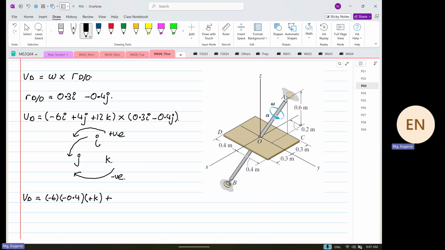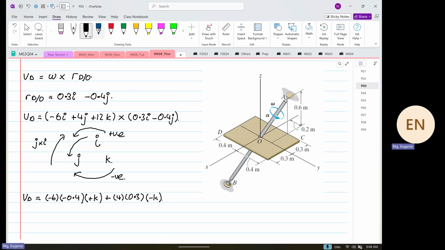J cross I. Okay. So you write the 4. Did I miss something? Wait. This matters. Okay, I did not miss anything. Then you put a plus over here. J cross I. So you put the 4 multiplied by 0.3. So J cross I is going in the opposite direction. This is J cross I. So because it's going in a clockwise direction, you have what? Minus k.